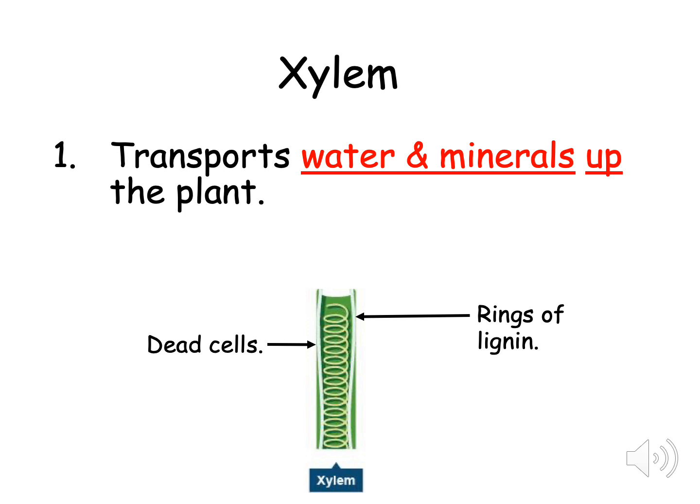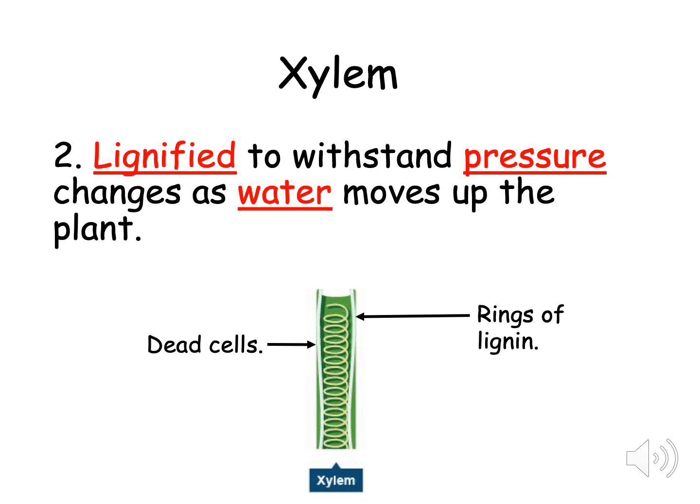For both vessels, we need to know their structure and their function. The xylem is the first one we're going to look at. It is found in the stem of the plant, and its main function is to transport water and minerals up the plant, and that comes from the roots themselves. The xylem is actually composed of dead cells. It's not a living structure.